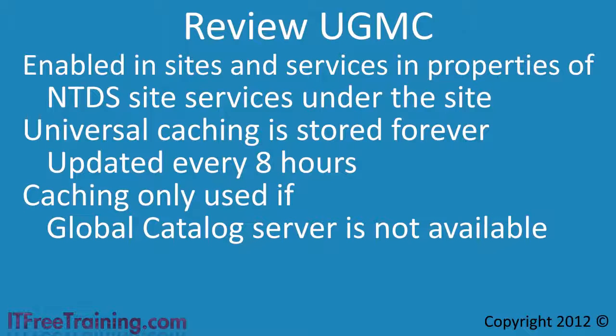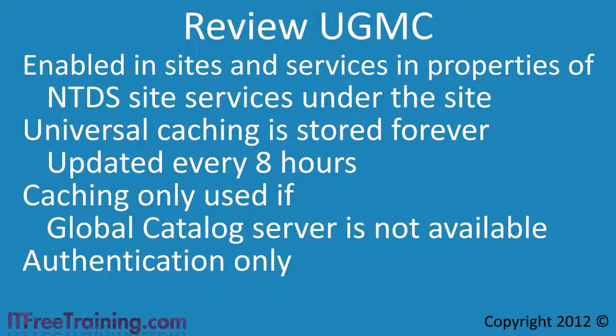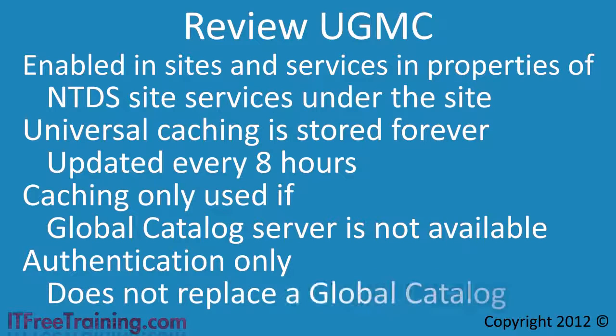Enabling universal caching does not stop the domain controller from attempting to contact a global catalog server when a user authenticates. If a global catalog server cannot be contacted, then the universal group cached on the server is used. One more point to remember is that universal group caching only provides authentication. It does not replace the need to have a global catalog server. This means the user will still be able to log in, but will not be able to perform searches that require a global catalog server. For example, Active Directory queries could not be run, which software like Exchange relies quite heavily upon.